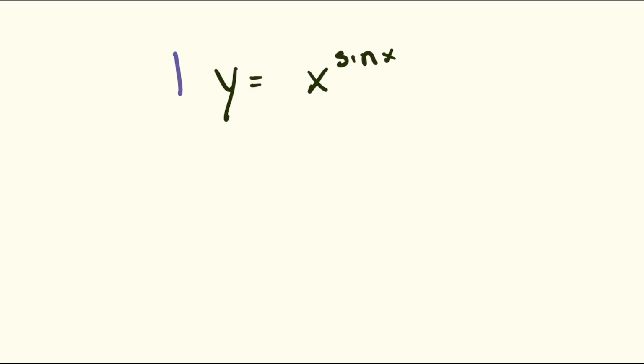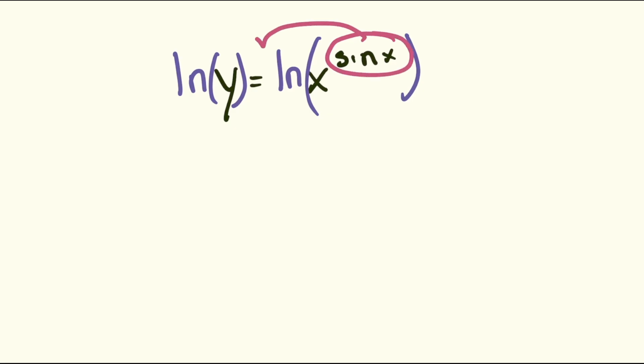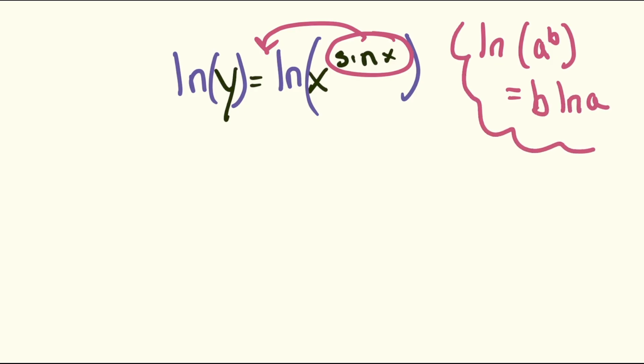First thing that we're going to do is take the natural log of both sides. Notice if we do this with both sides of our equation at the same time, we're going to be just fine because it's not going to change the equality at all. What it will do is allow us to take sine of x and bring it down into the front of our natural log. Because when you take the natural log of any value to an exponent, you can always rewrite that as b times the natural log of a. So that's a nice little tool to have in our tool belt.